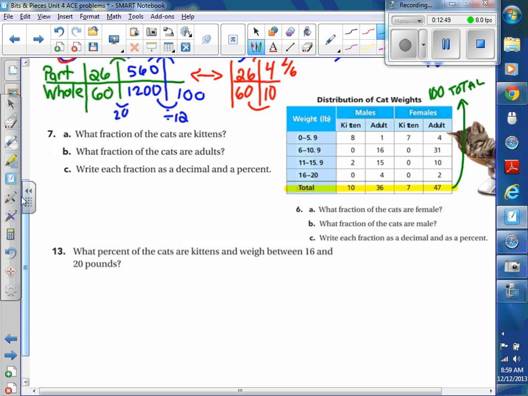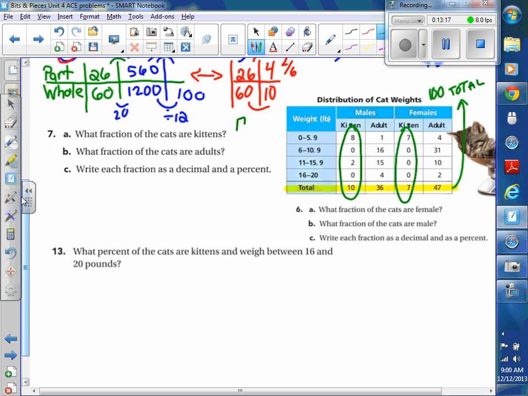And then here are the kittens, right? So what fraction of the cats are kittens? There's boy kittens and girl kittens, right? Males and females. Fix your answer, what would it be? Because you can figure it out, right? How many male kittens are there? Total? 17. Boys, males and females.